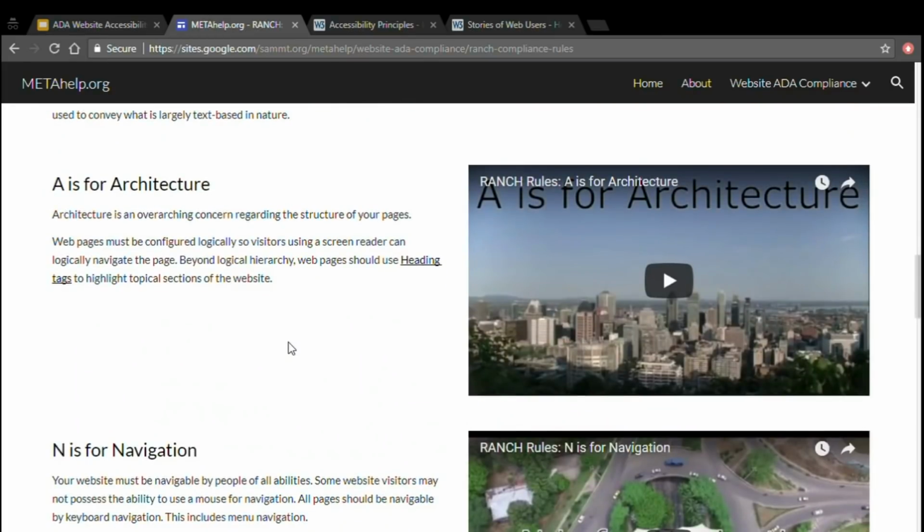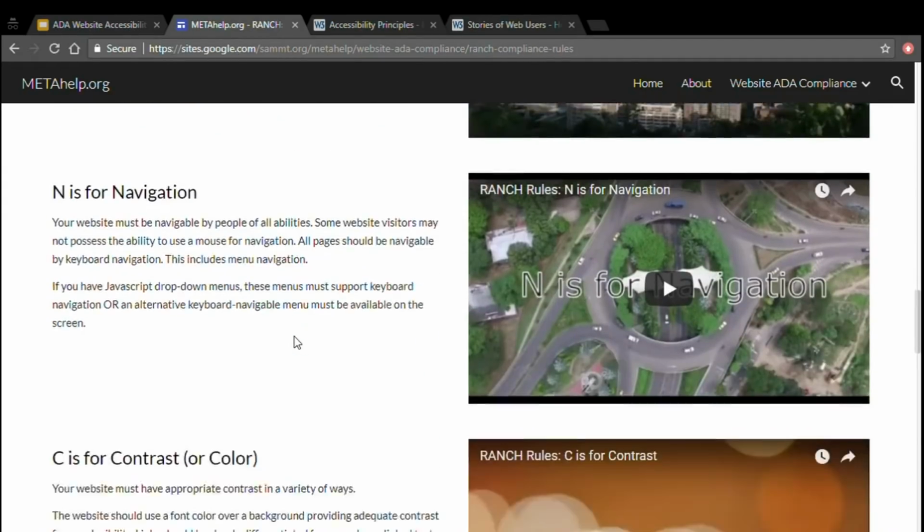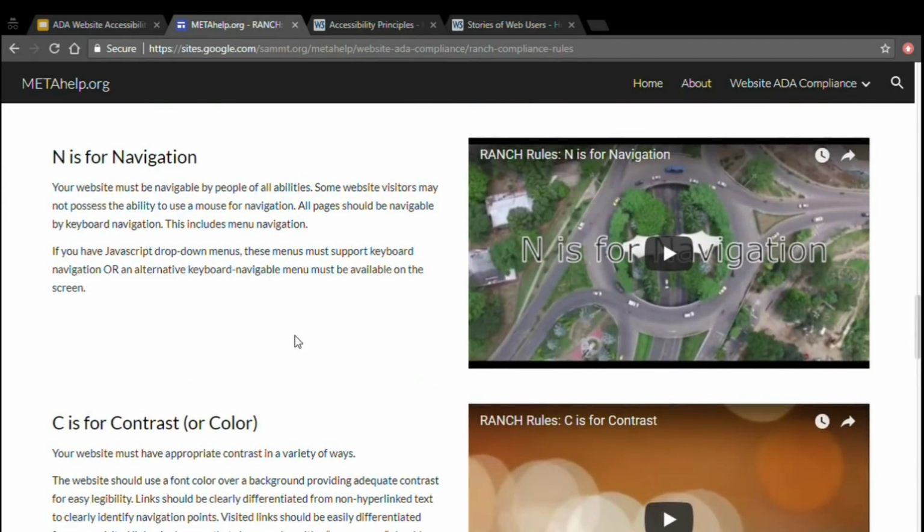A is for architecture. Has your website considered all structural requirements, including those that impact people's ability to find out where they are and what options they have available? N is for navigation. Is your website navigable given all input types? This includes, but is not limited to, keyboard-only navigation. A website that requires a mouse is not accessible.